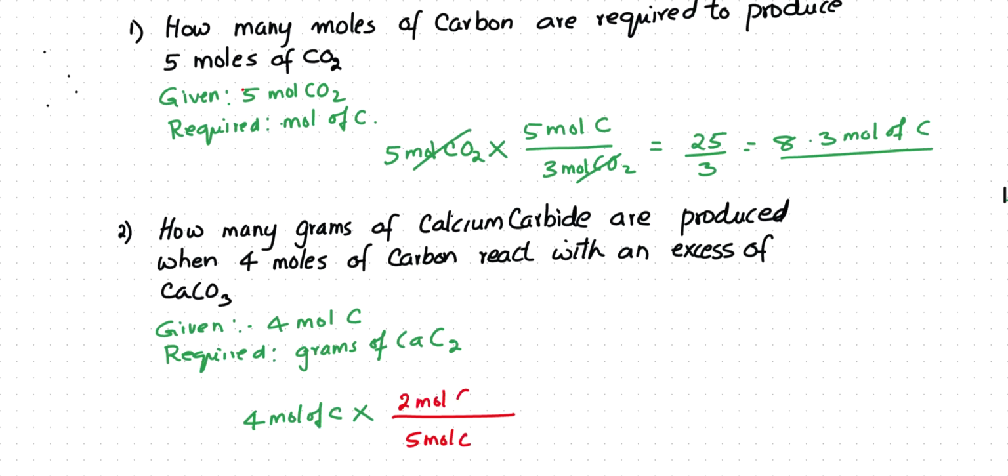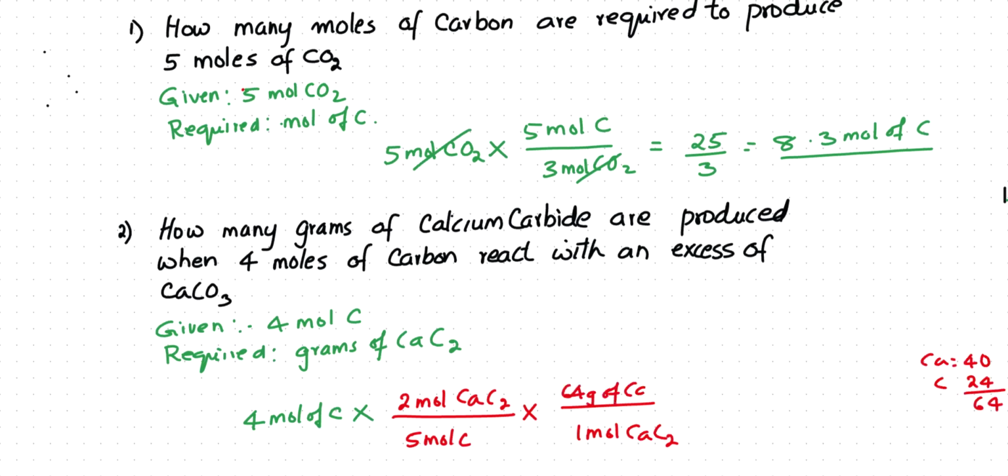And they're asking how many grams of calcium carbide. So now the answer we have is in moles of calcium carbide, but here they are asking grams. So we have to change moles into grams. So you multiply. So 1 mole calcium carbide, molar mass: calcium is 40, and carbon is 12. So there are 2 carbons, so 12 plus 12, 24. So we get 64. So 64 grams of CaC2.